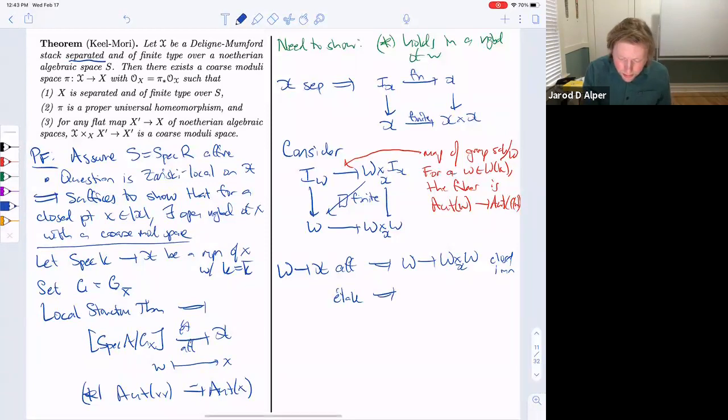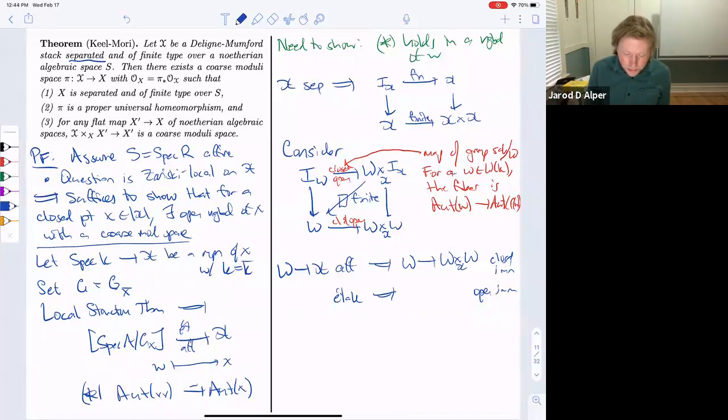And this implies that the diagonal is actually an open immersion. So this map is both closed and open. In other words, it's just a union of connected components. IW, the inertia of W, is just a union of connected components, and therefore its complement is also a union of connected components.